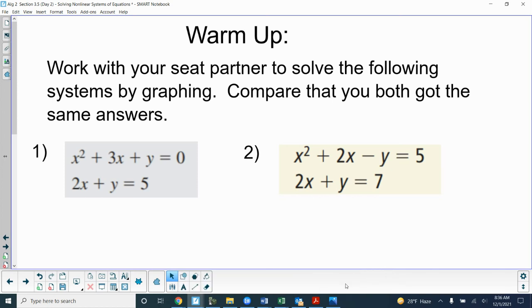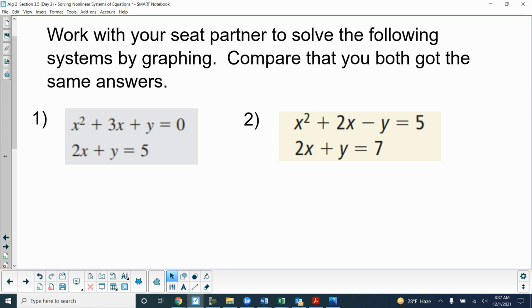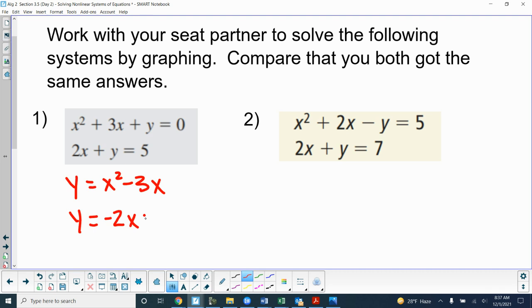All right. So here we go. What do we have to do first so we can use our calculator? Yeah, get y by itself, right? So I like to leave y on the left. So I'm going to subtract the x squared and the 3x over. All right? And then I want to subtract the 2x over for the linear one. We okay with those? Any questions so far? All right, I'll do the same thing over here also.